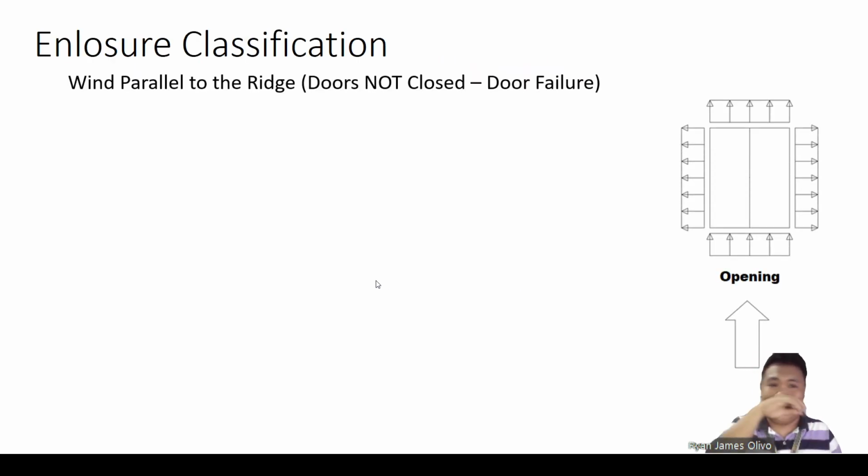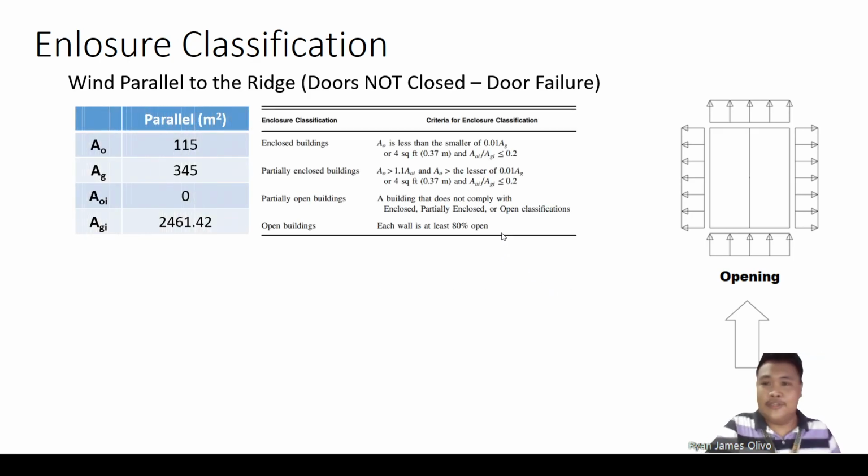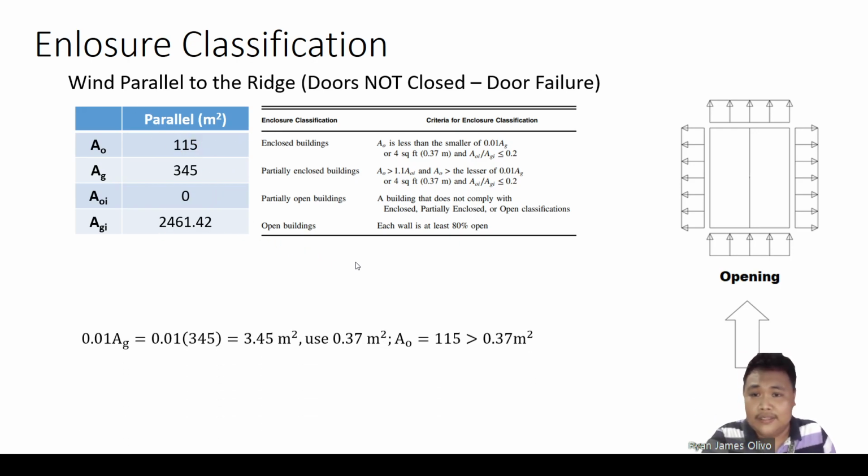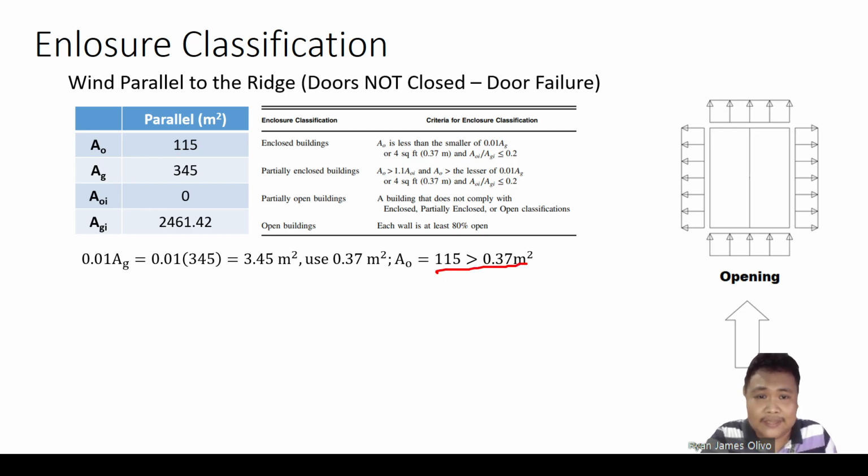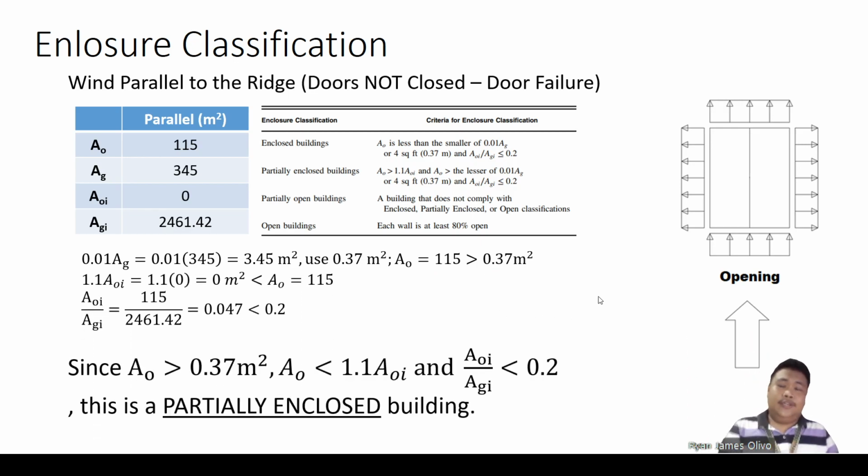So this is the enclosure classification. What if there's an opening? So if there's an opening, obviously our AO becomes 115, and other opening is 0 because the only opening here is 115. And AG is where we can find the opening 115 and AGI. So let's see if this is still an enclosed building. Okay, so it does not satisfy the enclosed. Maybe it will satisfy the partially enclosed. See? You see that if there is door failure and doors are not closed, there is a chance that the enclosure classification of your hangar will change from enclosed to partially enclosed. And that is a very important thing to consider.